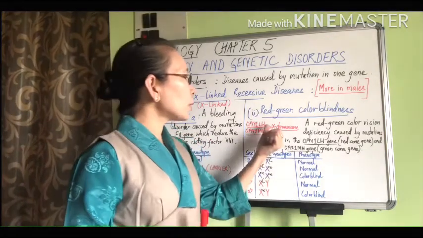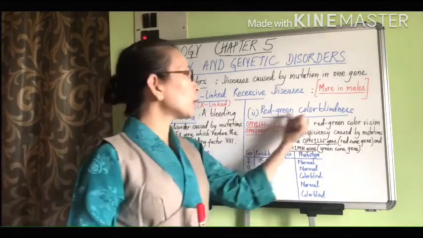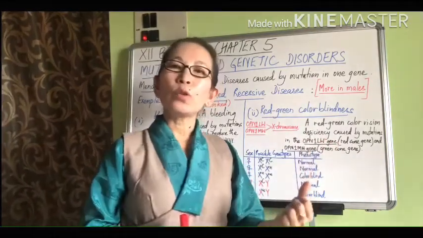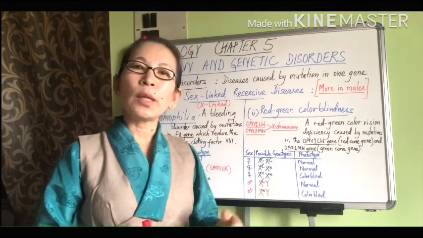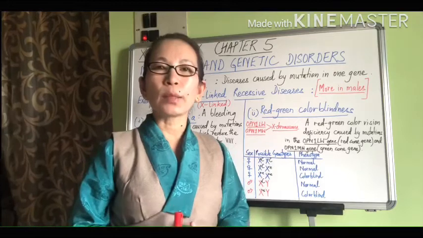Now, when there is a mutation in the LW and MW genes in red-green colorblind individuals, they are going to have very low, deficient amounts of red cones and green cones, and because of this they have a problem differentiating between green and red shades.